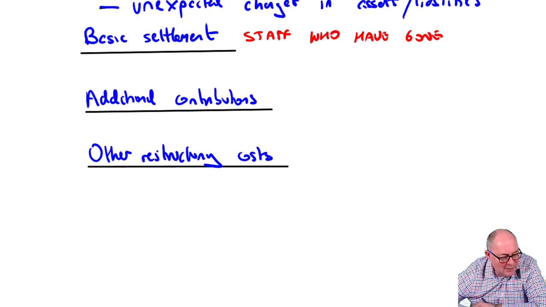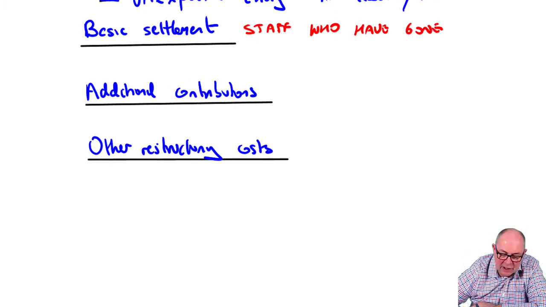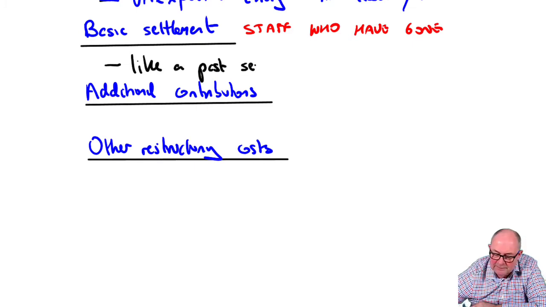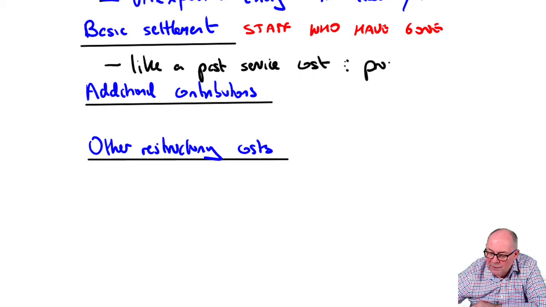Anyway, so in terms of that, the basic settlement is of the nature of a service cost. So ultimately, it's like a past service cost. And as a result, again, the profits will go down and the pension liability will go up.